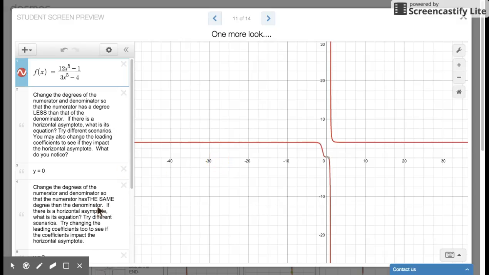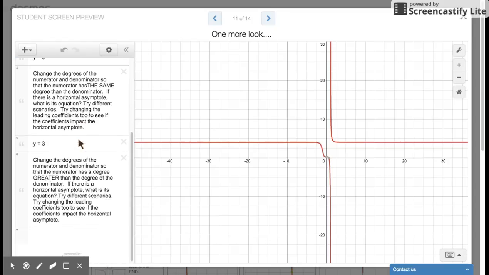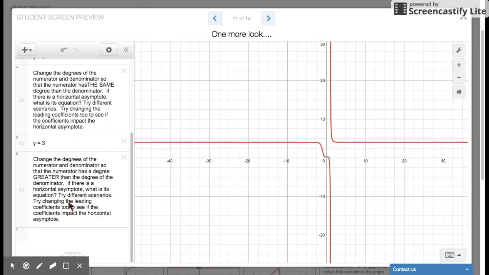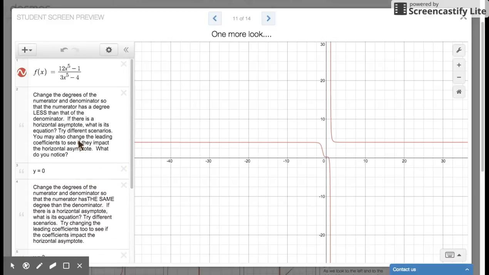So we notice that the horizontal asymptote is the quotient of the leading coefficient of the numerator divided by the leading coefficient of the denominator. And this happens when the degrees of the numerator and denominator are the same. Okay, so now let's move on to the third scenario. Change the degrees of the numerator and denominator so that the numerator has a degree greater than that of the denominator. And let's see what happens.